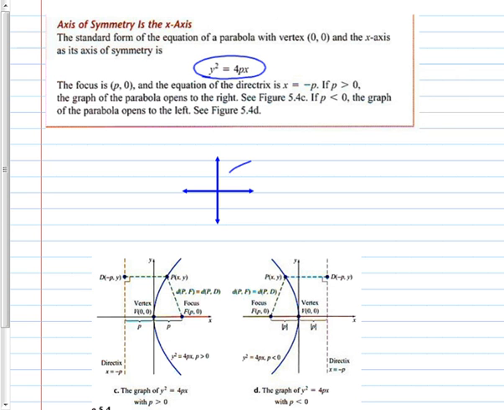Now, you may be wondering, why do we have a y-squared and the axis of symmetry is along the x-axis? Usually we say because it's what the directrix is parallel to. A y-squared equals 4px is a parabola whose directrix is parallel to the y-axis. An x-squared equals 4py has a directrix parallel to the x-axis. However you can memorize it.